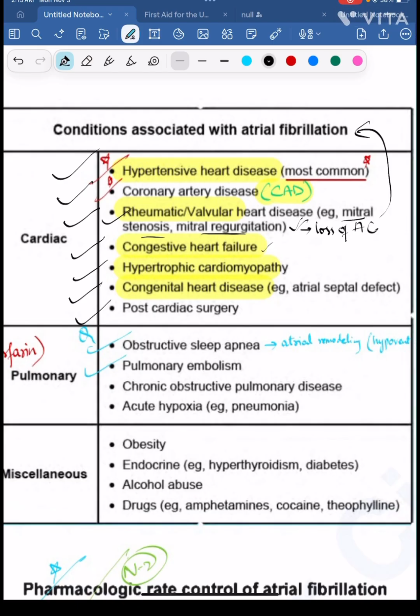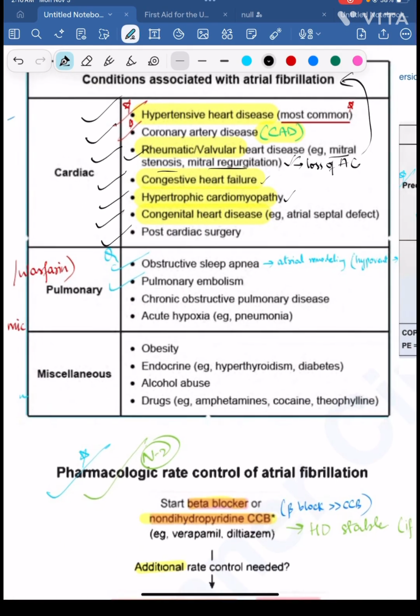Similarly, in congestive heart failure, the heart is tired, it cannot pump. In hypertrophic cardiomyopathy, there's too much pressure in the ventricle, which is pushed back to the atria. This will lead to loss of contraction of the atria. Congenital heart diseases like atrial septal defect, these also cause volume overload, which causes atrial fibrillation. Okay, post-cardiac surgery.